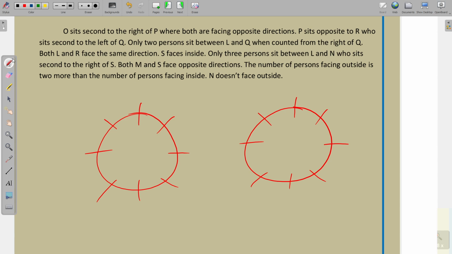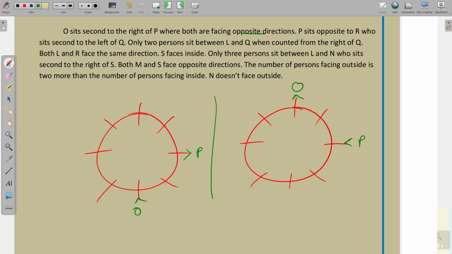O sits second to the right of P, where both are facing opposite directions. P sits second to the right of R, who sits second to the left of Q. So starting from O sits second to the right of P. Suppose P is there, P is outside and P is inside, two possibilities. O is second to the right of P. Both are facing opposite directions. So O is facing inside, here O is facing outside.